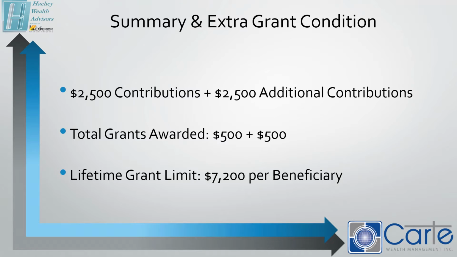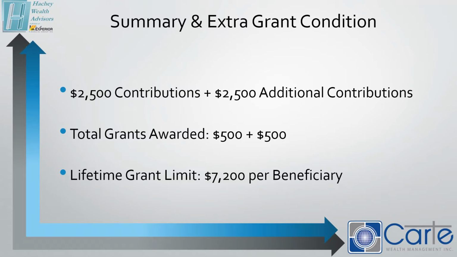Now, if you have over $500 of previous grants available from previous years that the government hasn't given to your child, the beneficiary, then if you make $2,500 of contributions for this year and an additional $2,500 of contribution, totaling $5,000, the total grants awarded to you will be $500 for the current year and then $500 from retroactive years, if you did not receive that $500 before. Okay, so that's how you can plan this out.